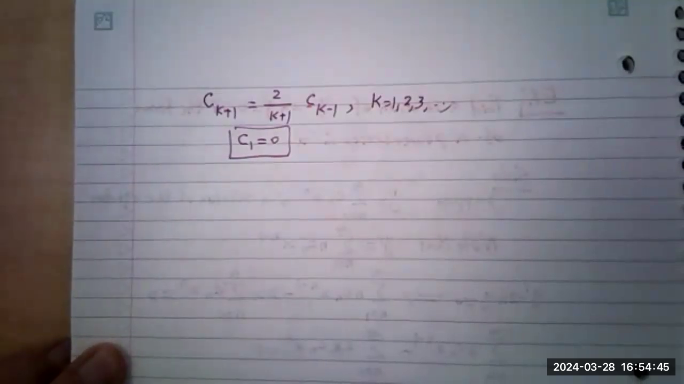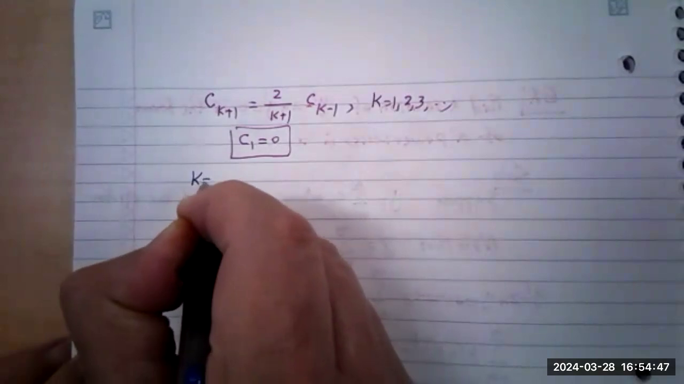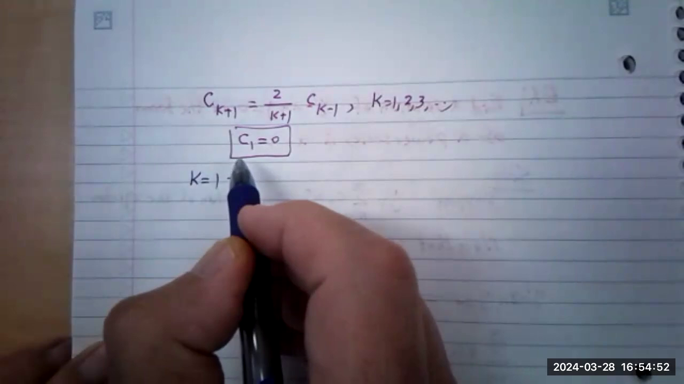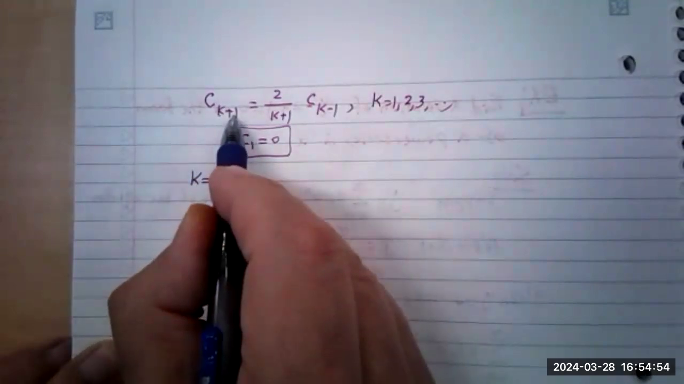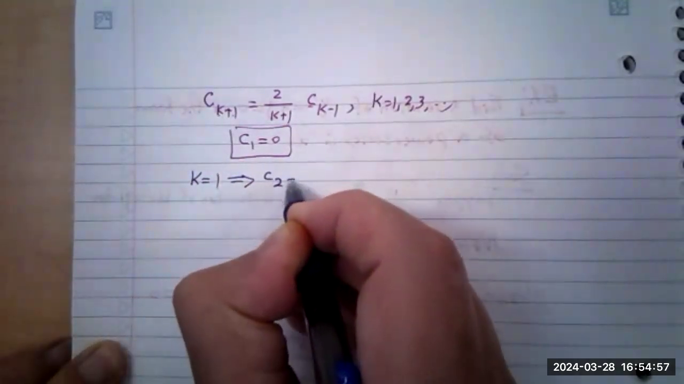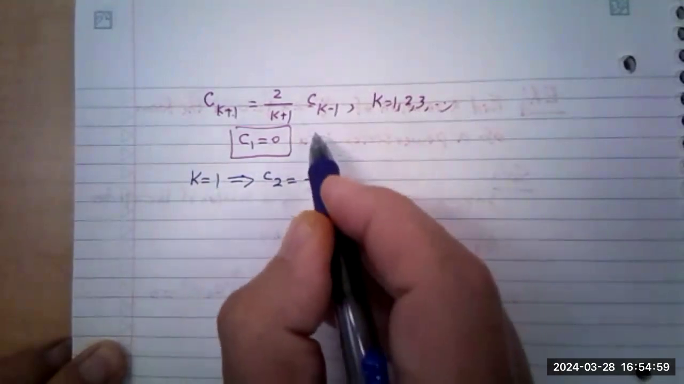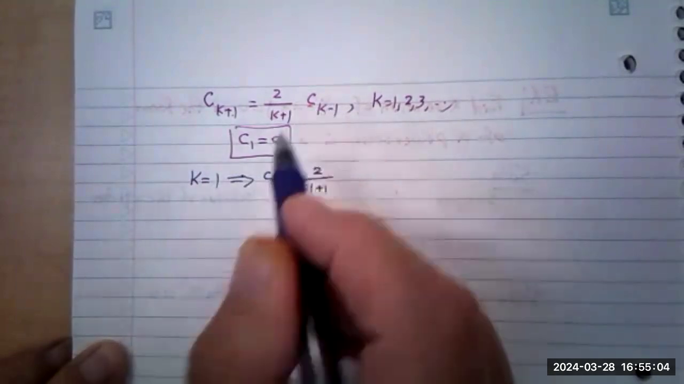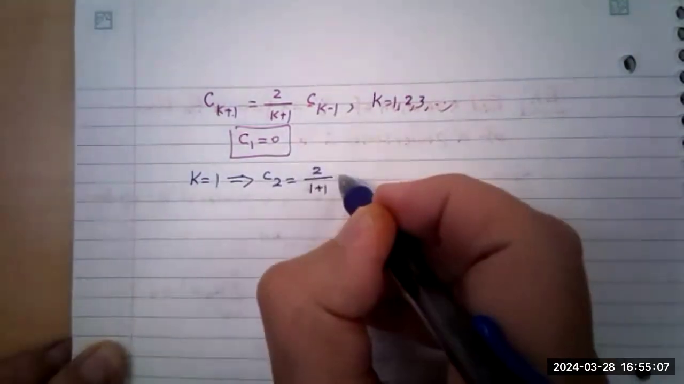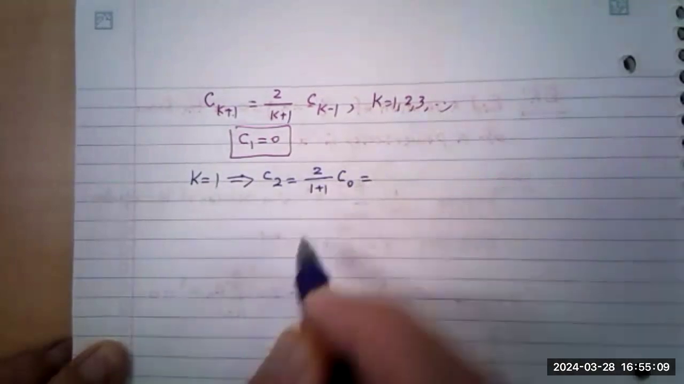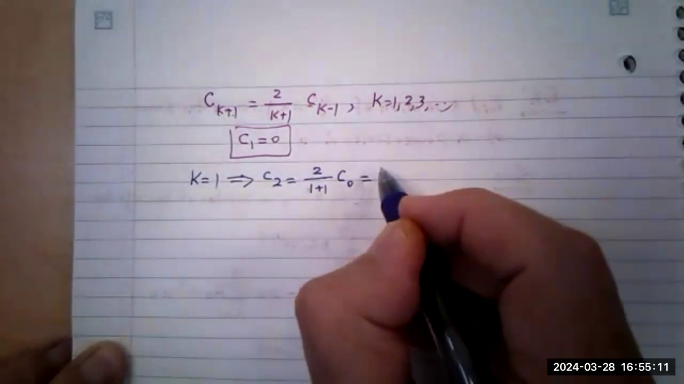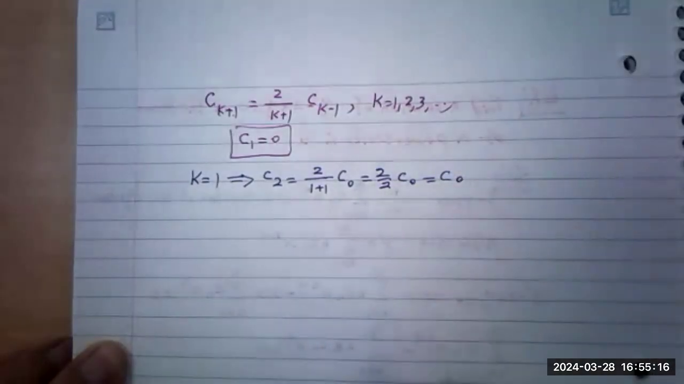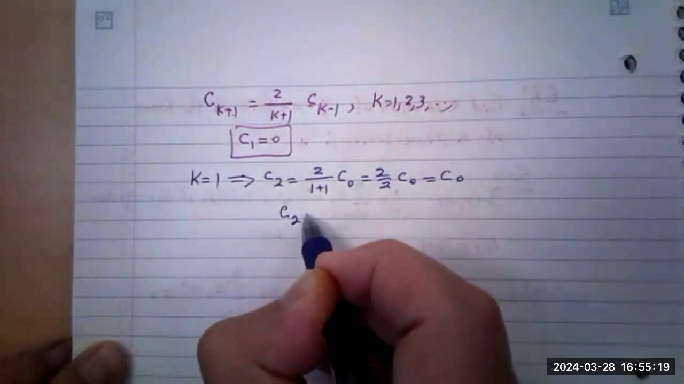So let's try some numbers. We start with k equal to 1 in this equation. If you put k equal to 1, you see here 1 and 1 would be 2. So that gives you C2 equal to 2 over 1 plus 1, and you get C0. I write it down so you know what's going on. So that gives you 2 over 2 C0, which is going to be equal to C0. So C2 would be C0.